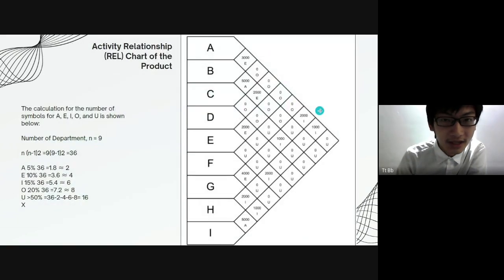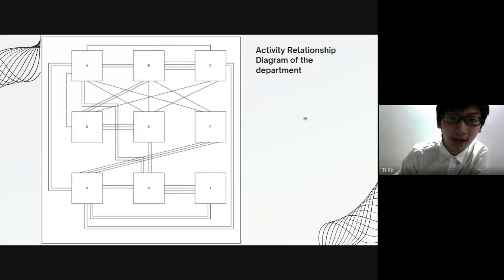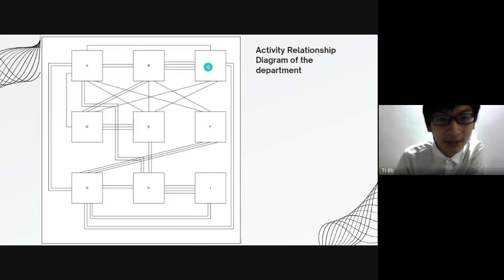This is the REL chart constructed based on the from-to chart constructed previously. Based on the calculations, the number of AEIOU was calculated, where the number of A is 2, E is 4, I is 6, O is 8, and U is 16. By filling in the AEIOU, the REL chart was constructed, followed by the activity relationship diagram of the departments, which shows the closeness between different departments. The higher the number of lines between departments, the higher the requirement to place the two departments together.